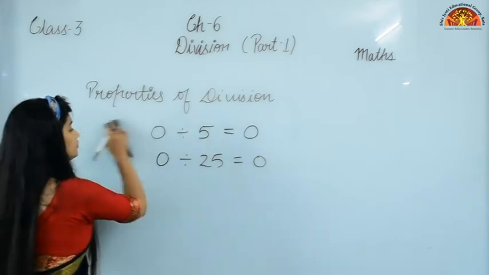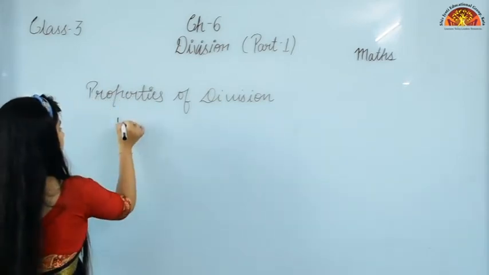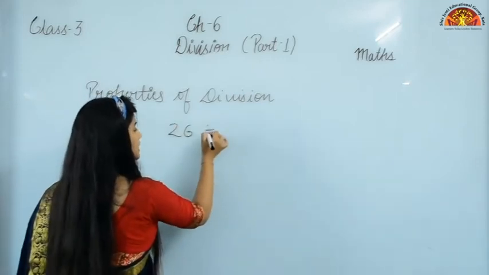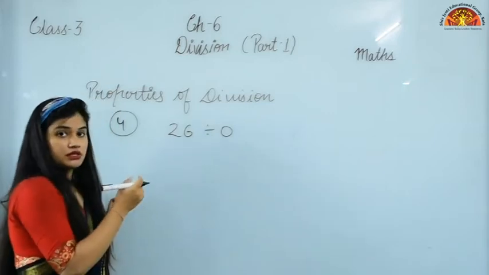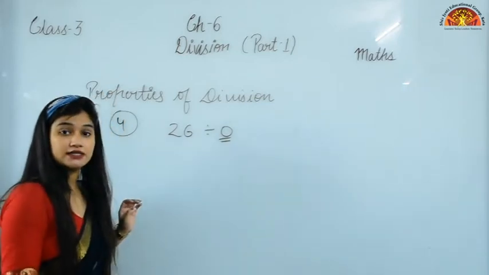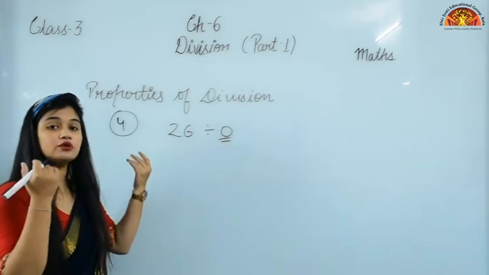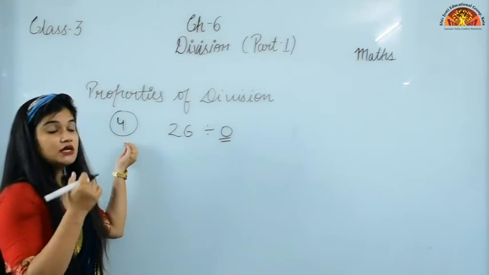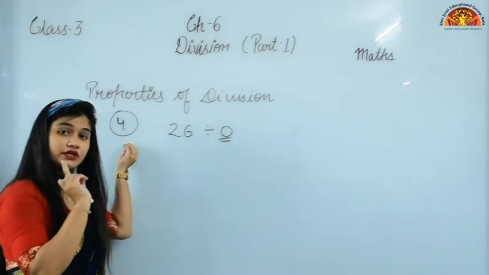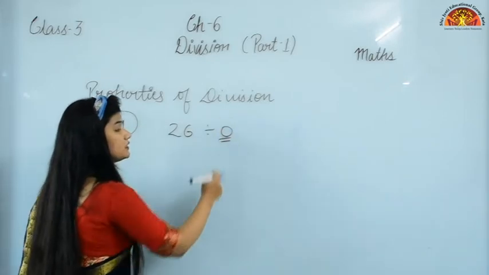So now the fourth property is, if you divide any number by 0. Understand the difference now. Now we are taking 0 as a divisor. What is the divisor now? It is 0. Earlier, in the third property, what was 0? 0 was the dividend. But here 0 is used as a divisor.